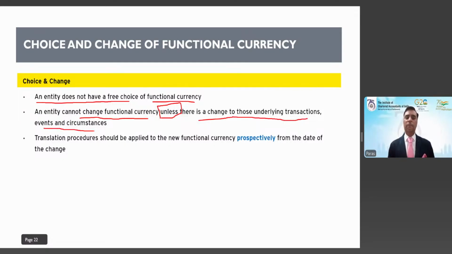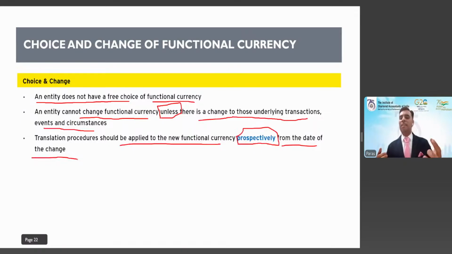It will be same forever. Then translation procedures should be applied to new functional currency prospectively from the date of change. Why prospectively? Because you have determined your functional currency correctly on the basis of primary indicators and secondary indicators.